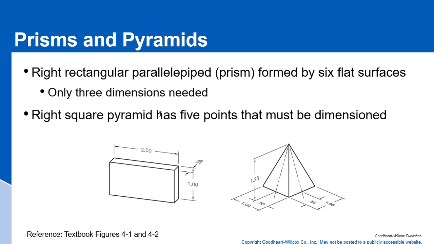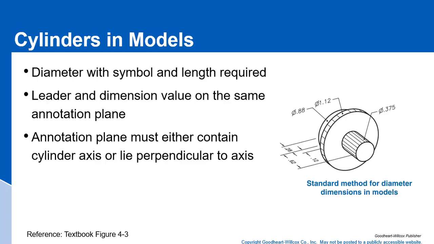For a pyramid, a right square pyramid has 5 points that must be dimensioned. So we have the base, the width and the thickness of the base, and also the height, and then the location of where the point is located. Those are the dimensions you would need to fully define a pyramid.